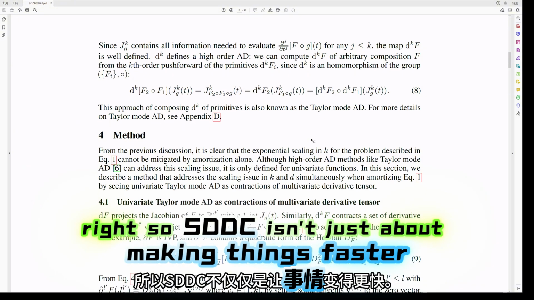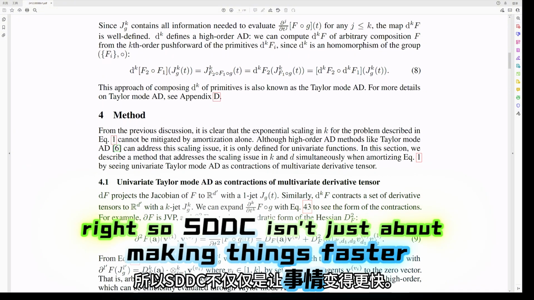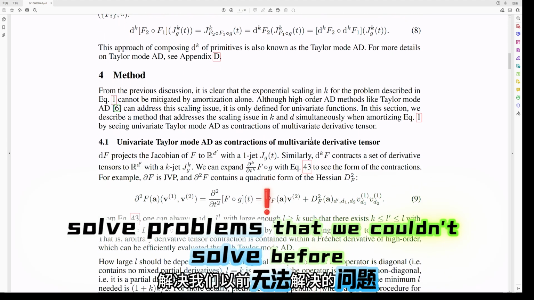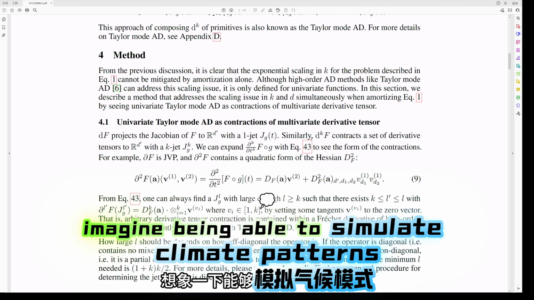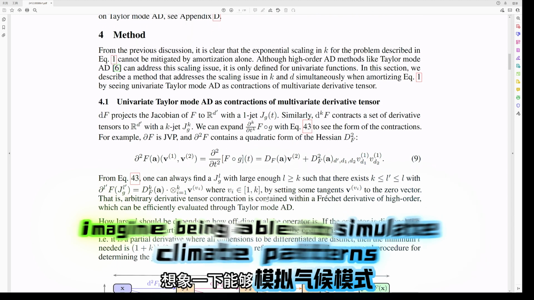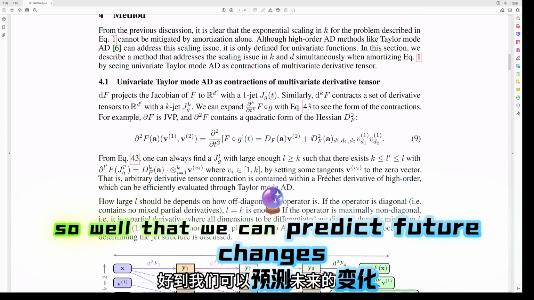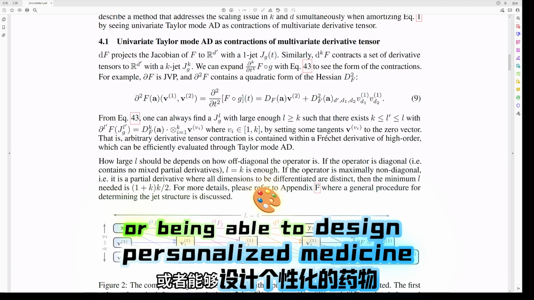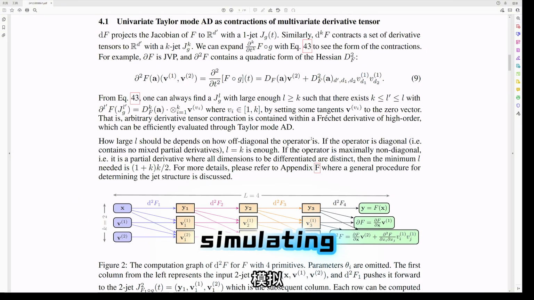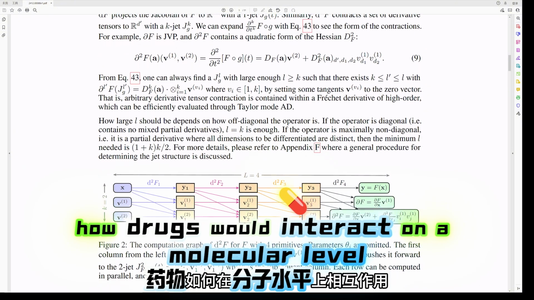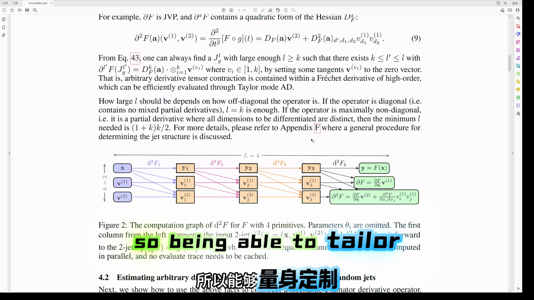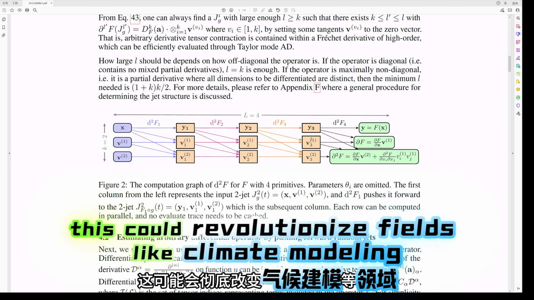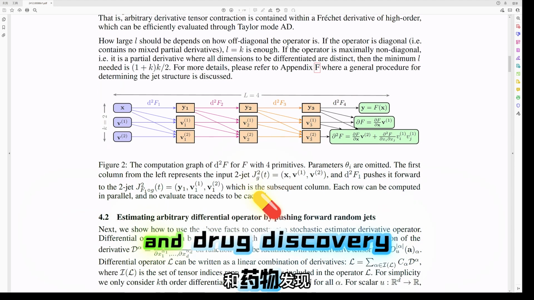So STDE isn't just about making things faster. It's really about being able to solve problems that we couldn't solve before. Imagine being able to simulate climate patterns so well that we can predict future changes with much better accuracy. Or being able to design personalized medicine, simulating how drugs would interact on a molecular level. Being able to tailor treatments to an individual's genetic makeup, that's really what we're talking about. This could revolutionize fields like climate modeling and drug discovery.